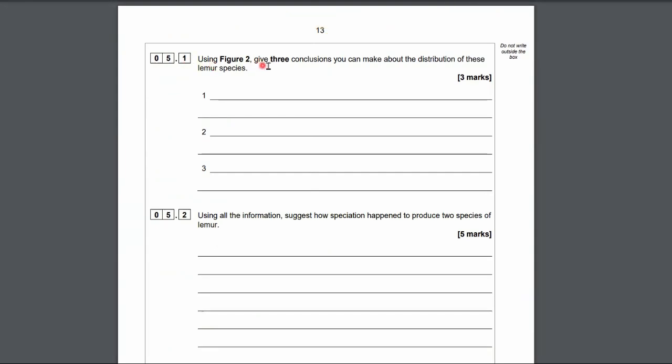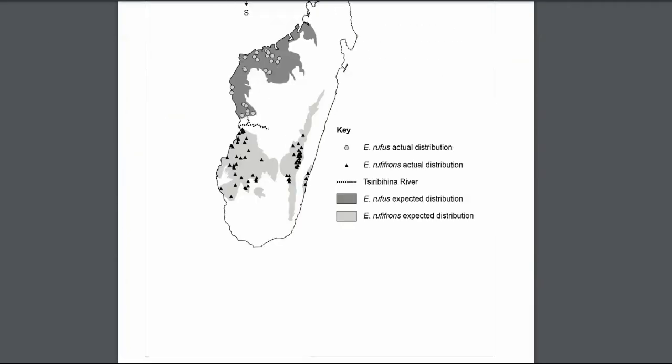Use figure 2 to give 3 conclusions you can make about the distribution of the lemur species. Now, when you see the word conclusion, this is something you can definitely say is true. So just stick to facts. Don't make judgments or estimations or predictions. Look at the expected distribution and look at the actual distribution. What can we say about where the actual distribution, where the little black triangles and grey circles are, compared to the shaded areas?